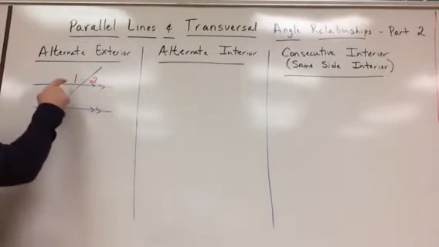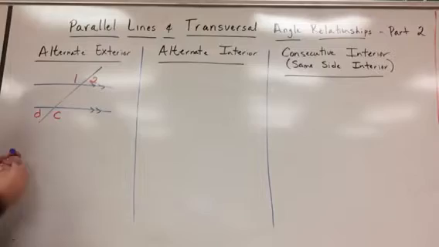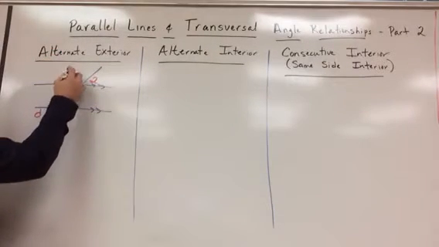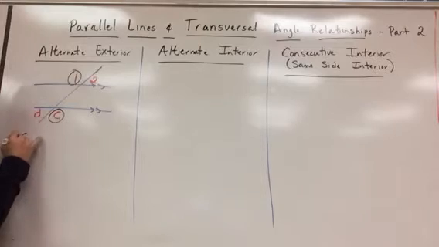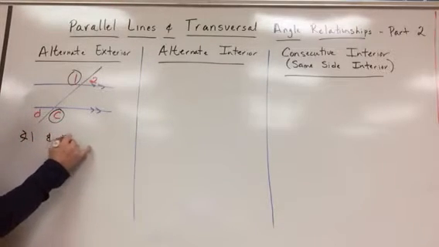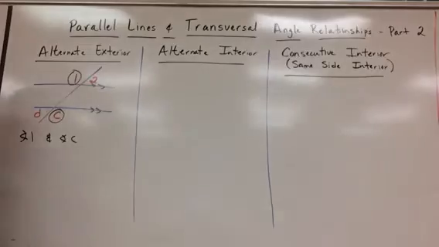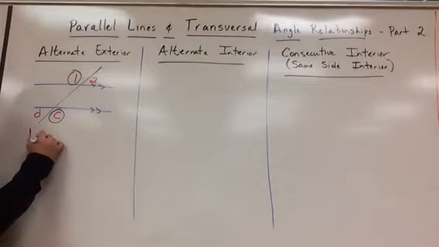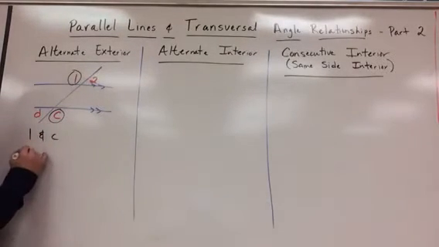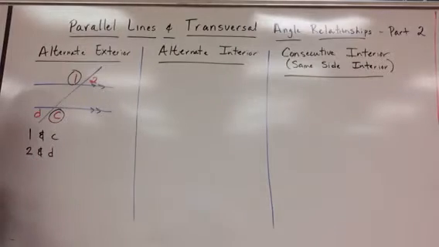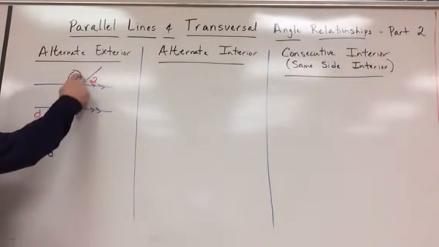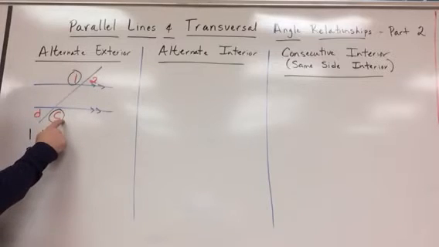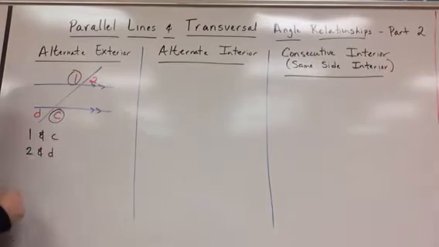which ones are alternate? Well, they're on opposite sides of the parallel line. So angle 1 and angle C. Okay? Or actually, let me erase it and make it a little bit neater. 1 and C. And then 2 and D. And as we talked about the other day, angle 1 obtuse, angle C obtuse. Since they're both obtuse, they are congruent. So our angles here are congruent.